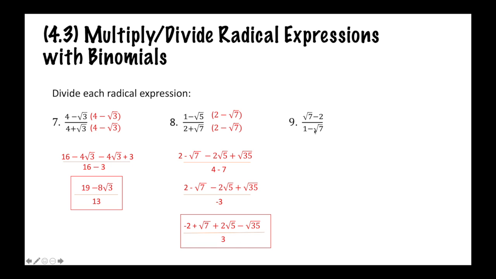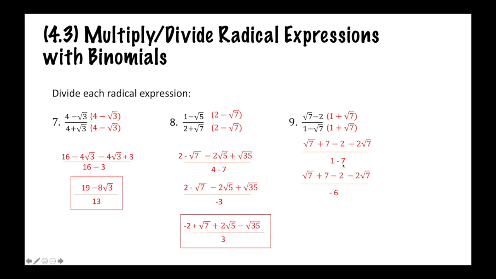And now for number 9. Here, again, the issue is with 1 minus root 7, so we're going to multiply that by 1 plus root 7, top and bottom. In the numerator, as I double distribute, I get root 7 times 1, which is root 7, then root 7 times root 7, which is root 49, and then it turns into 7. Negative 2 times 1 is negative 2, and then negative 2 times root 7 is negative 2 root 7. In the denominator, I've got 1 times 1, which is 1. The outside is 1 root 7, the inside is negative 1 root 7, so those cancel. Then finally, negative root 7 times root 7 is going to be negative root 49, which then turns into negative 7.